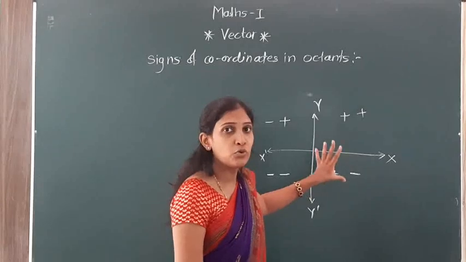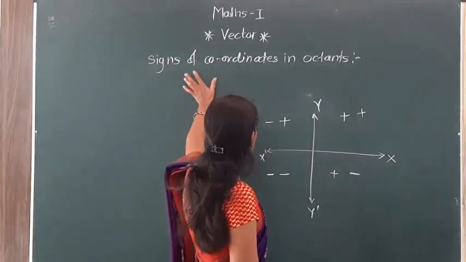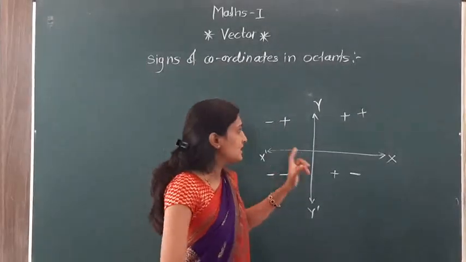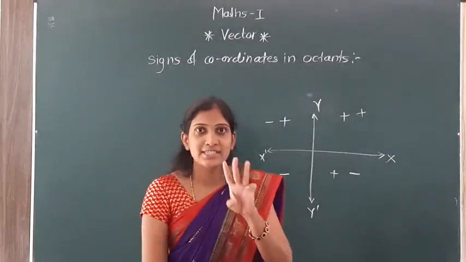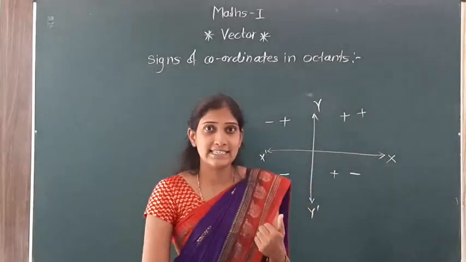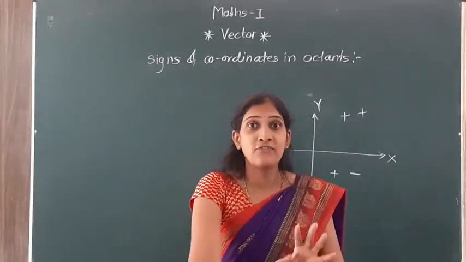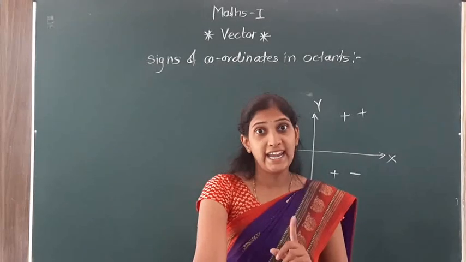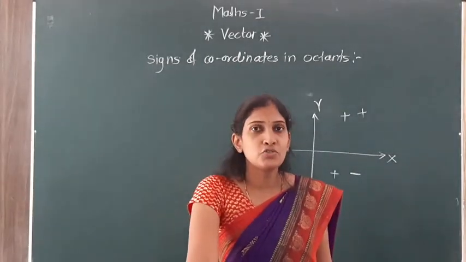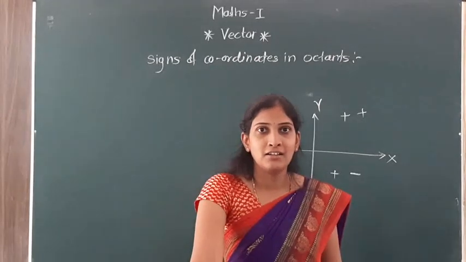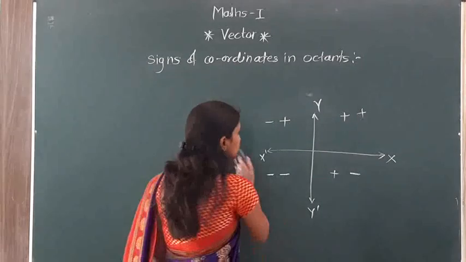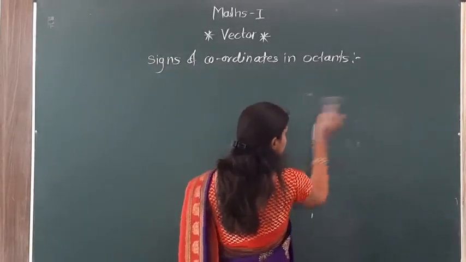Similarly, we studied the signs of coordinates in octants. That means if there is a three-dimensional system, with x-axis, y-axis and z-axis, these three axes divide the space into 8 parts, that is octants. So what are the signs of the coordinates in those octants? There are 8 octants.